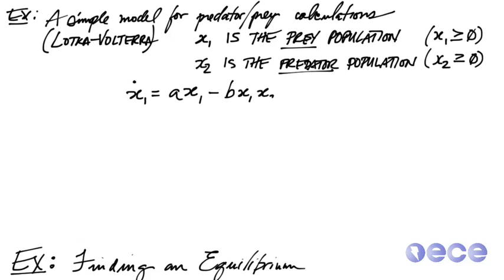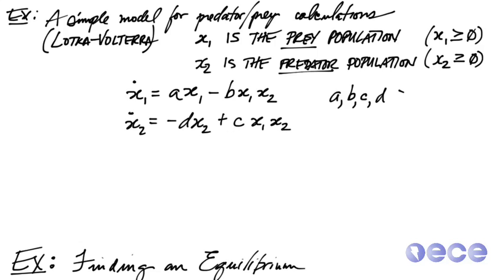So Lotka and Volterra developed these two equations. x1 dot is a x1 minus b x1 x2. And then x2 dot is minus d x2 plus c x1 x2. So right away you see we have a couple more constants here. These constants a, b, c, and d are all assumed to be greater than 0.